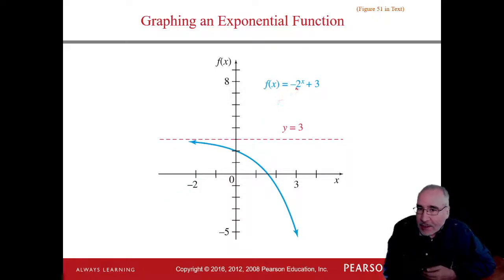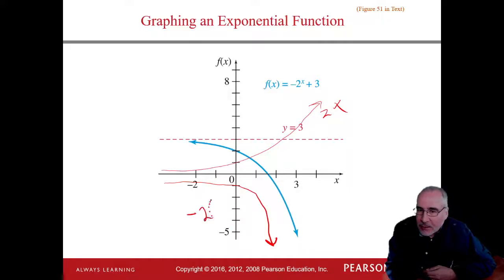And here's another reflection. Again, we can think of 2 to the x as getting reflected. It's on the outside, so it reflected over the x-axis. So this thing coming up here reflected over, and then it got moved up 3. This was the original 2 to the x. Down here, something like that would have been minus 2 to the x, and then we add 3 to it, which moves it up, and this is what we get. So reflections.